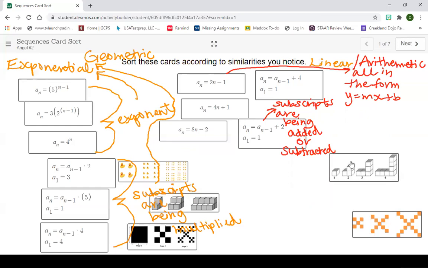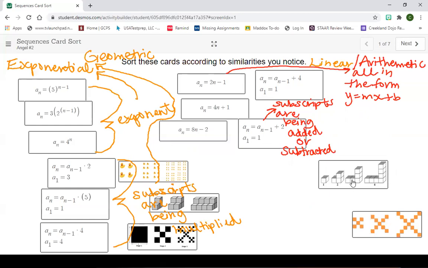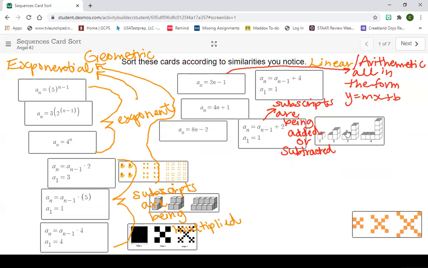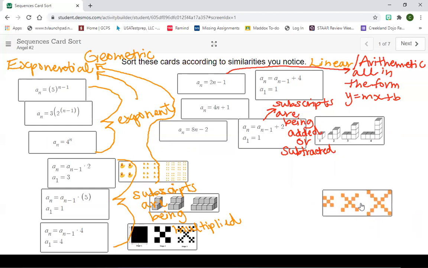And then this one, how many? Because we have 1, 3, 5. Yeah, 5 and 7. Where does that go? 1, 3, 5, 7. Why is it linear? Because plus 2, right? Because we're adding 2 each time. If you were multiplying, where would it go? Exponential. Good. What about this one?